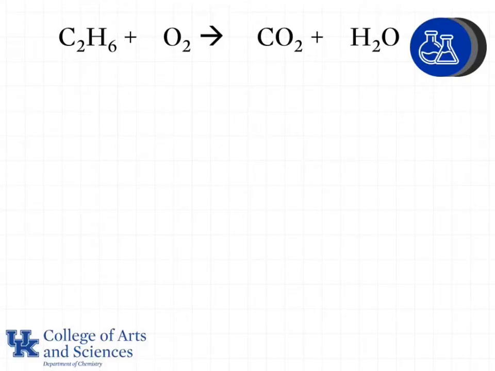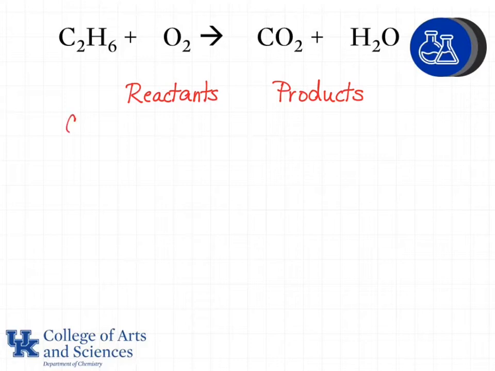Let's look at another reaction involving a hydrocarbon and oxygen. C2H6 plus O2 yields CO2 and water. We set up our table to count how many we have of each element. We have carbon, hydrogen, and oxygen. So 2 carbons on the left, 6 hydrogens, and 2 oxygens. On the right, we have 1 carbon, 2 hydrogens, and 3 oxygen atoms.